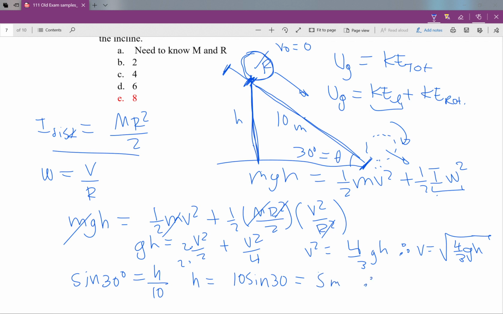So the velocity will be equal to the square root of 4/3 times 9.8 times 5. And that's approximately 8 meters per second.